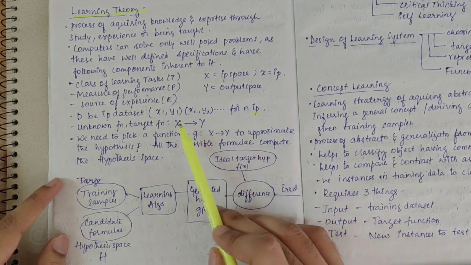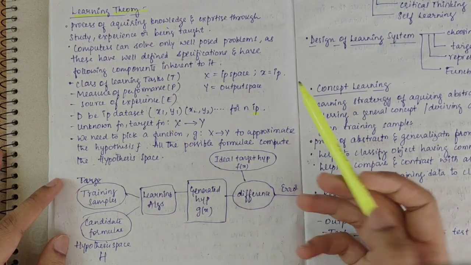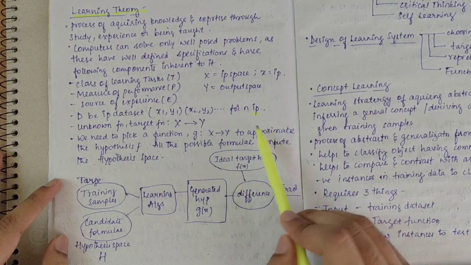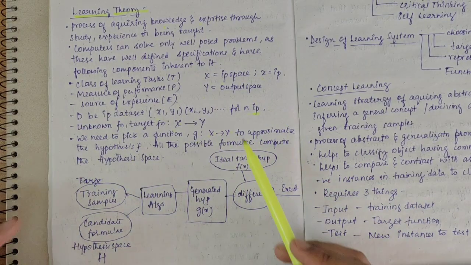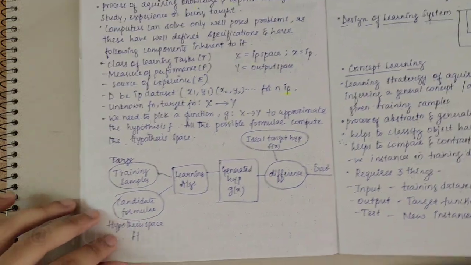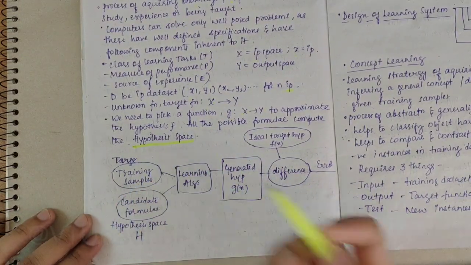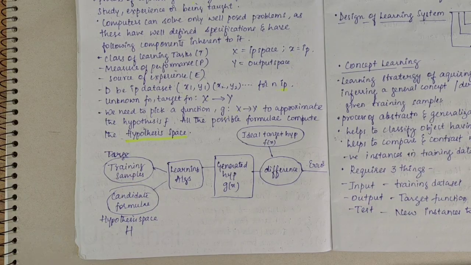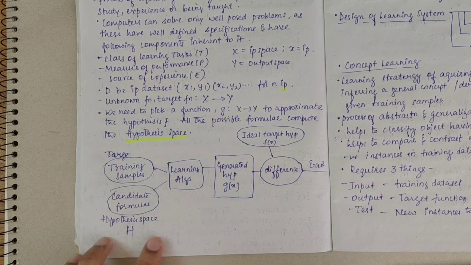We have the unknown target function here, that is x derives y. We need to pick a function g, such that x derives y, to approximate the hypothesis f. All the possible formulae compute the hypothesis space. That's what a hypothesis space refers to. Looking at this diagram, we have the training samples here and then the candidate formulae. These come under the hypothesis space.